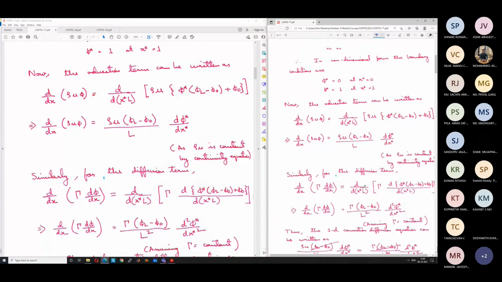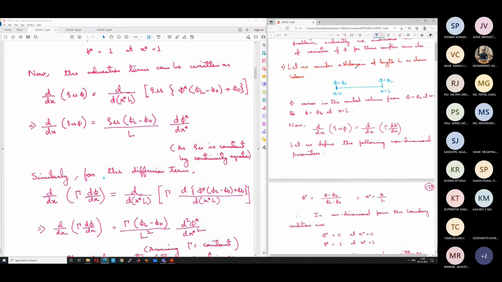So this phi L minus phi 0 also we can take out. So rho u (phi L minus phi 0) by L, this we can take out, and we will be left with d phi star dx star. Okay, this term is constant, so the derivative of it goes to 0. So we are left with d phi star dx star and this additional coefficient.